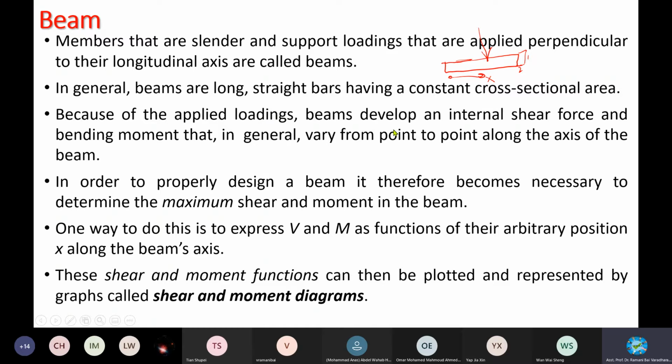Because of the applied loadings, beams develop an internal shear force. You see here, all are internal, where it is along the cross section. You see, along the cross section, completely inside. Internal shear force and bending moment that in general vary from point to point along the axis of the beam. So shear force is developed, right? We will see there are interesting diagrams and learnings we are going to have.